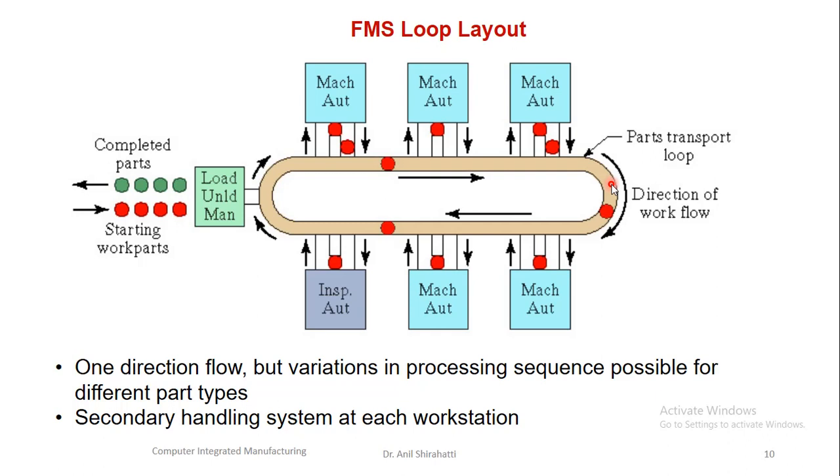Second is the FMS loop layout. This is a one directional flow, but variation in the process sequence is possible for different parts. Second, the handling system at each station.